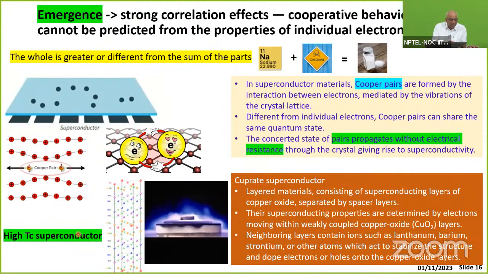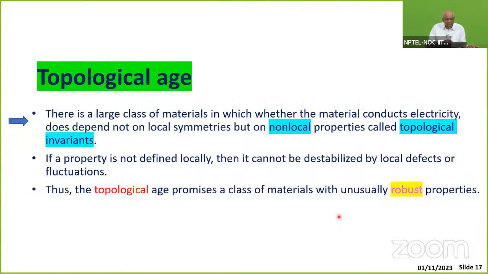For example, the high temperature superconductors, where high temperature means superconductivity above liquid nitrogen temperature. All these are layered materials consisting of cuprous oxide, layers of cuprous oxide connected through some dopants like lanthanum, etc. And these superconducting properties are determined by the electrons moving within these weakly coupled cuprous oxide layers. So emergence, that is one ingredient of the quantum material. The other is topology.